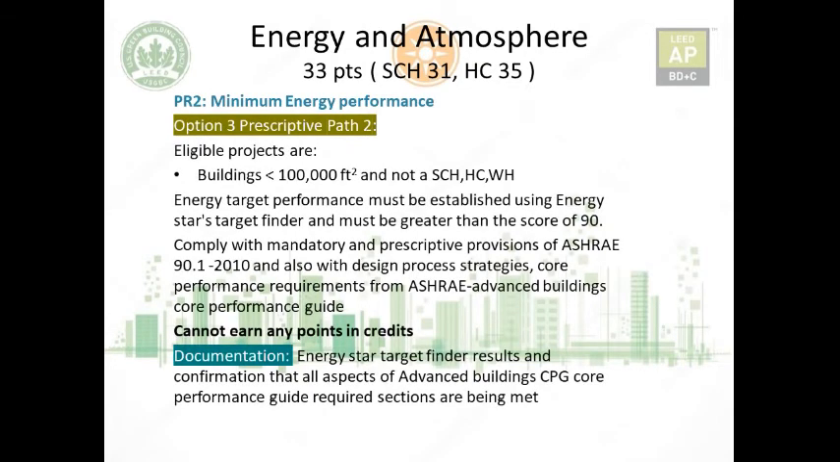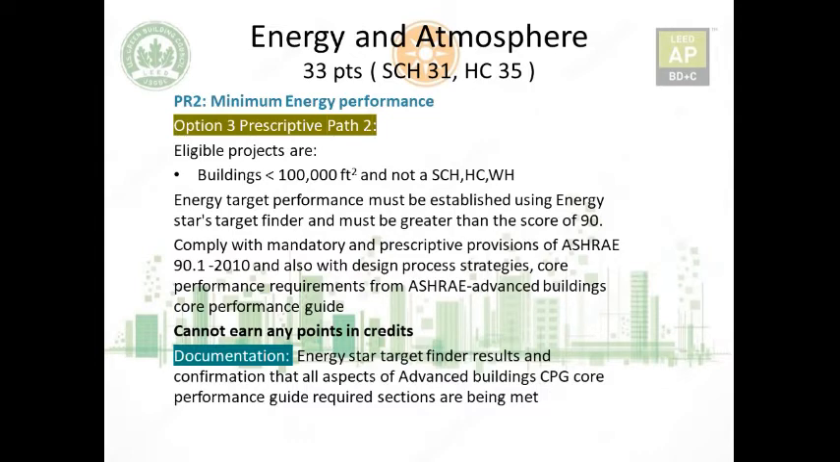Option number 3, prescriptive path number 2. The first constraint: the building should be less than 100k square feet, and it should not belong to school, healthcare, or warehouse adaptation. Now the energy target performance for these qualifying buildings must be established using Energy Star's Target Finder. Energy Star Target Finder is the EPA, Environmental Protection Agency's online calculator that helps architects, engineers, and property owners and managers assess the energy performance of commercial building designs and for existing buildings.